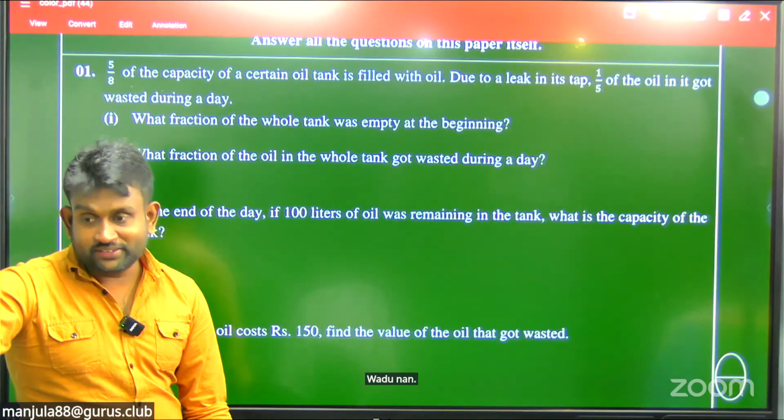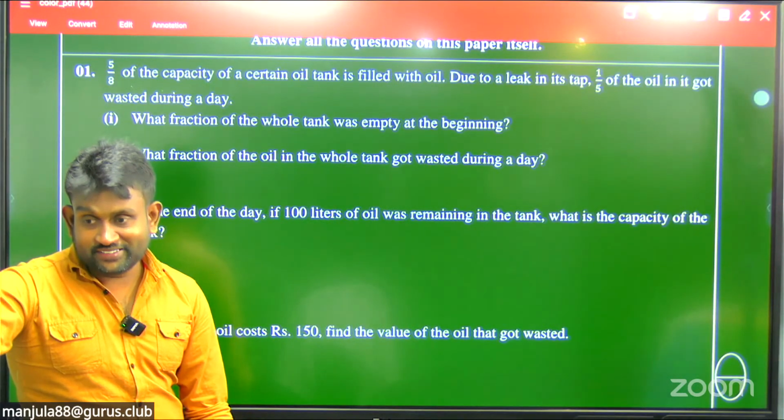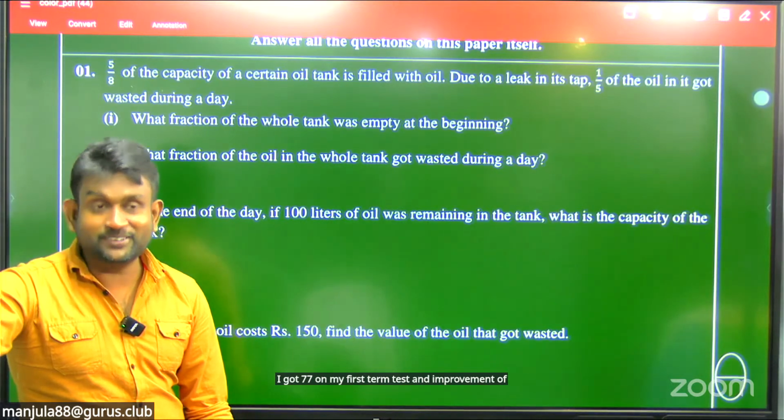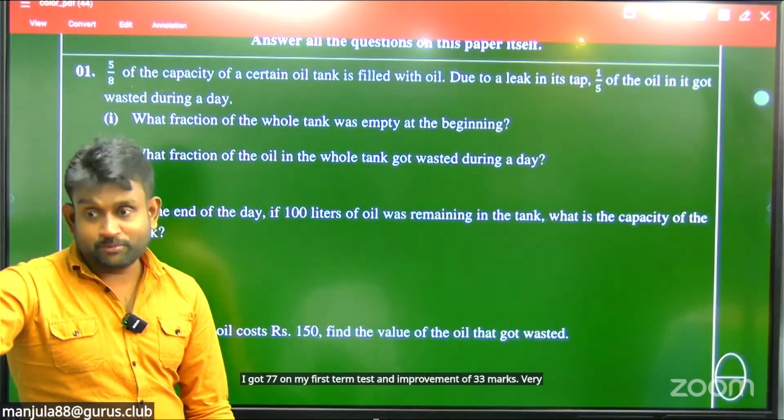Seta, given sir, I got 77 on my first term test, an improvement of 33 marks. Very good. අන්න ඒක තමයි පුතේ සතුට.